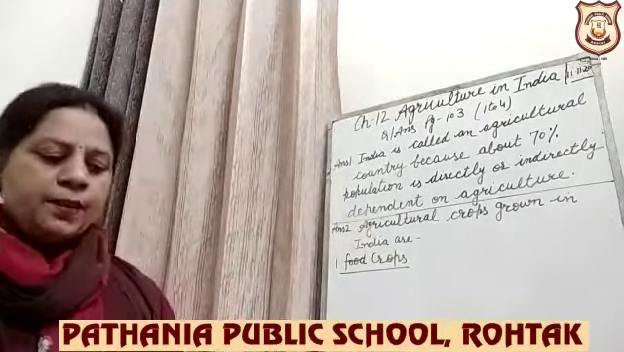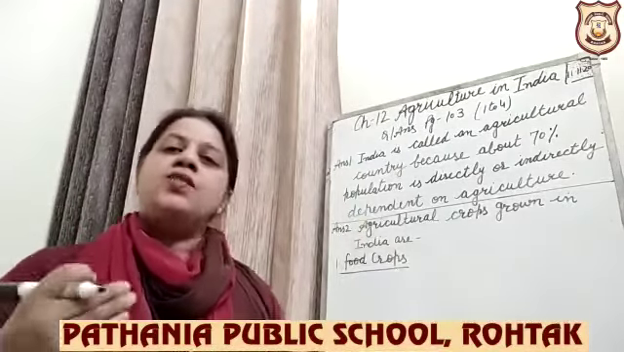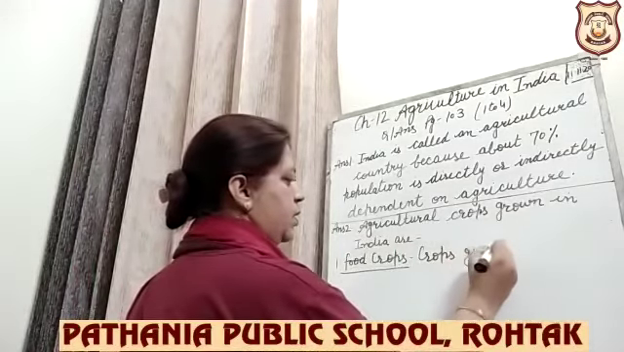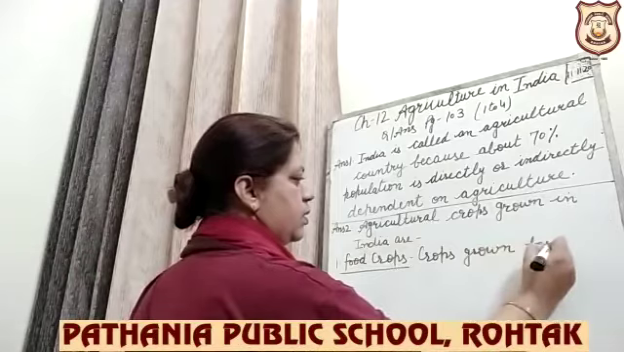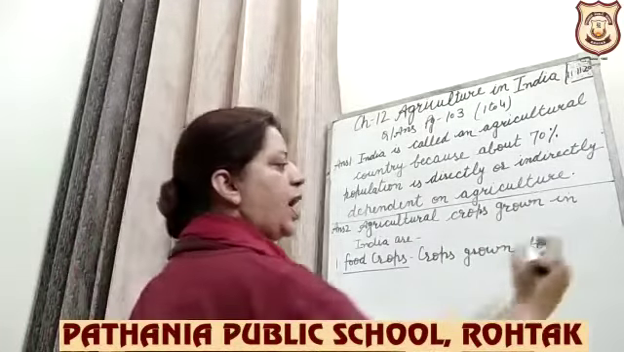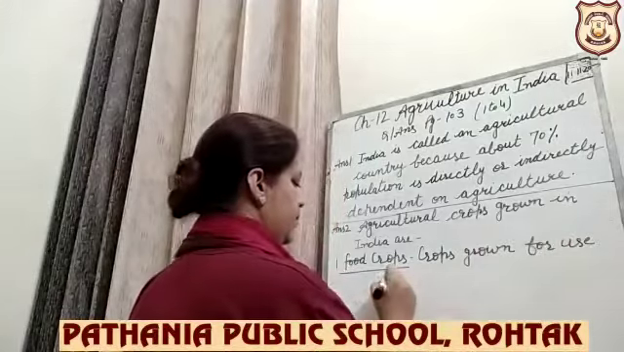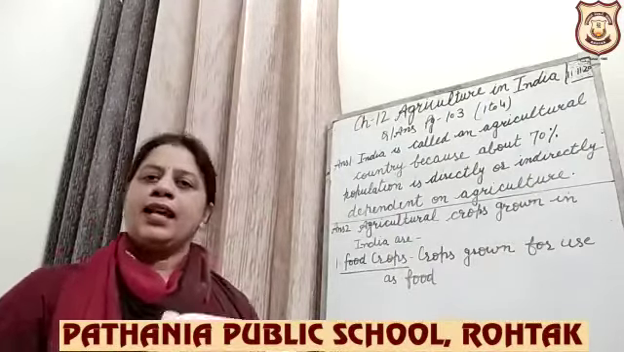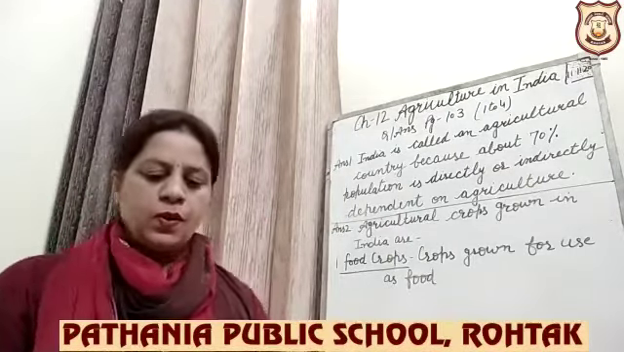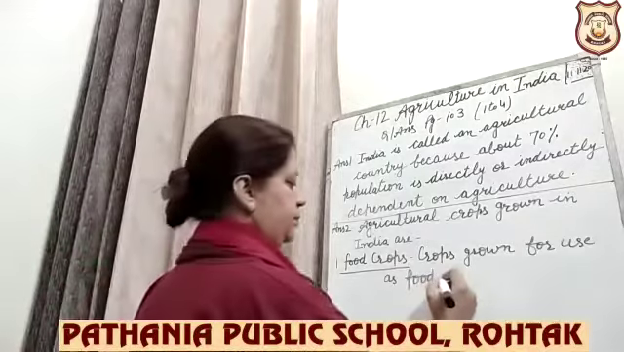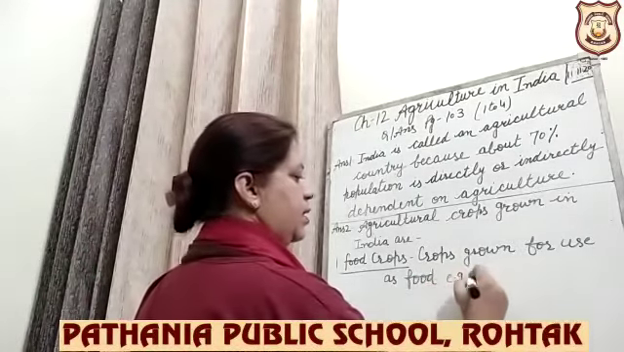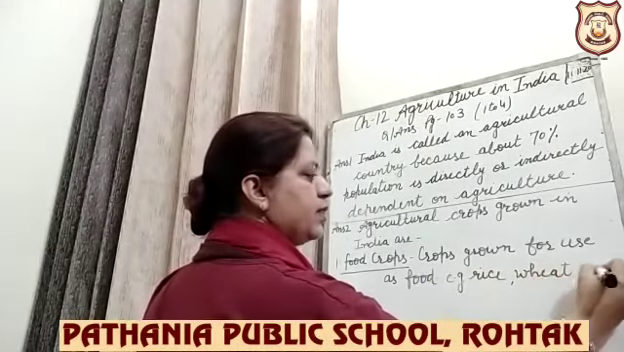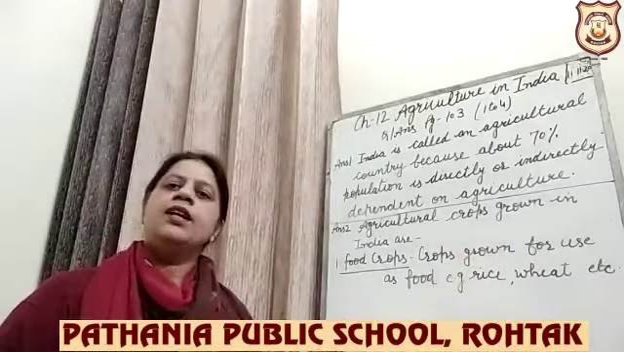So you will define, okay, crops grown for use as food. So those are food crops. And you have to write the examples also. Okay. Rice, wheat, millets, etc. So these are food crops.